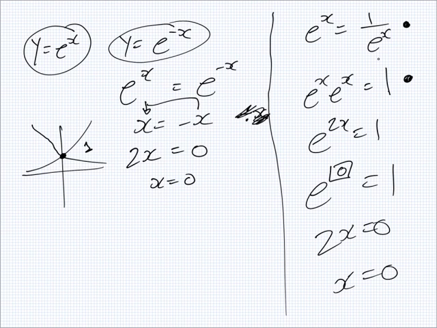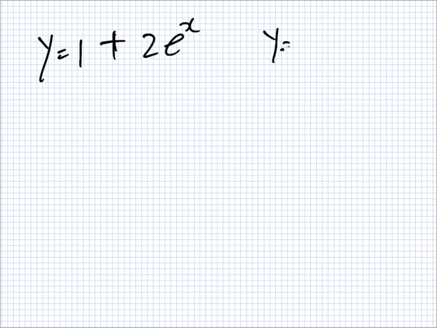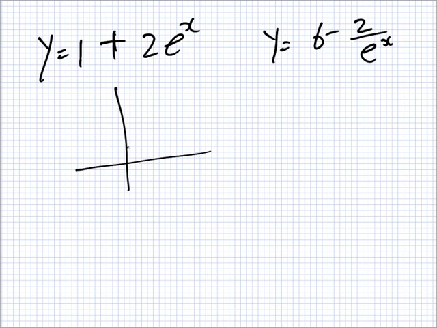let's see. Can I scroll down? Okay, so suppose you had something like this graph, y equals 1 plus 2e to the x, and the other one y equals 6 minus 2 over e to the x. And we want to know where do these graphs meet. So the first graph, whatever it is, it's something like this. And the second one, it's whatever. They meet somewhere, obviously. So I want to know where do they meet.